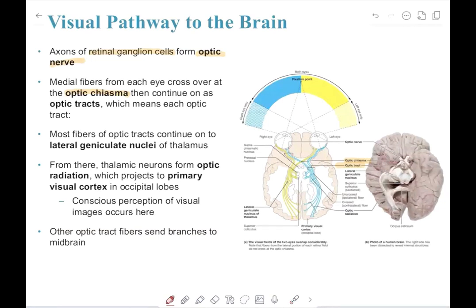So if we look at this medial tract, it's now the optic tract back here, and that goes through the thalamus. Specifically, it's this nucleus. You don't have to know the name of it, but it forms the optic radiation and finally goes to the primary visual cortex where conscious perception of the visual image occurs.